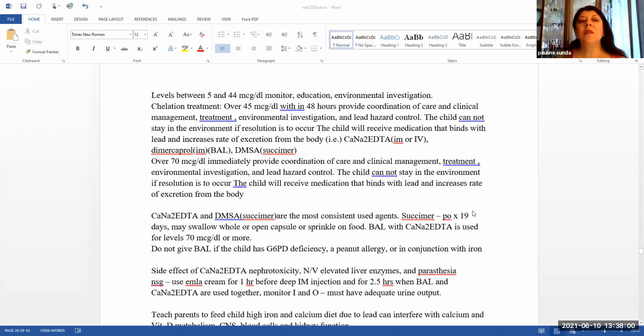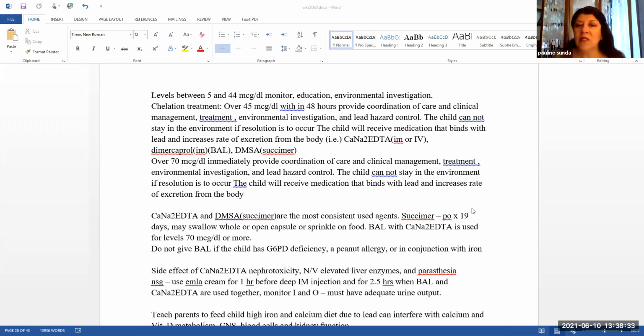So what is the treatment? Levels between 5 and 44 micrograms per deciliter, they're going to monitor, educate, and do an environmental investigation. Typically, chelation treatment occurs over 45 micrograms per deciliter within 48 hours to provide coordination of care and clinical management. They will provide treatment and environmental investigation and lead hazard control. The child cannot stay in the environment if resolution is to occur.